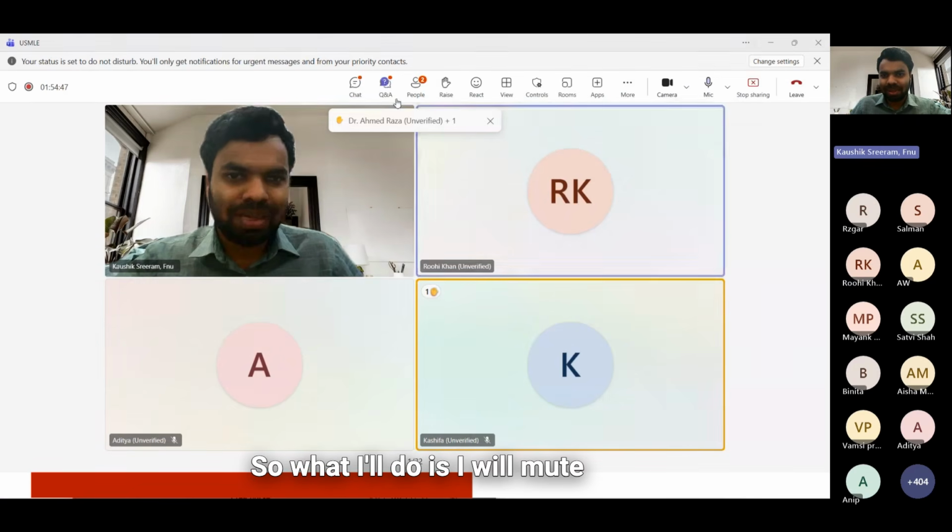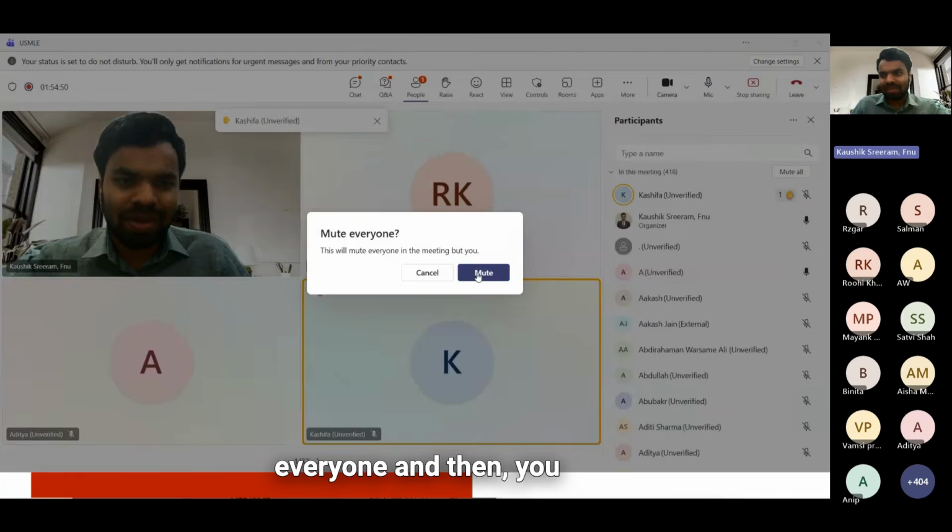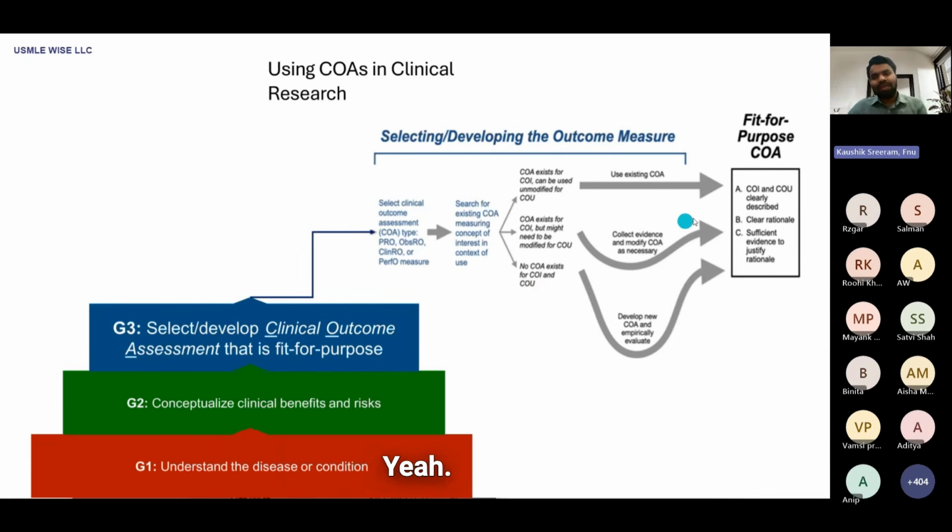Makes sense. So what I'll do is I will mute everyone and then you can unmute when needed. Okay. Yeah. Thank you so much.